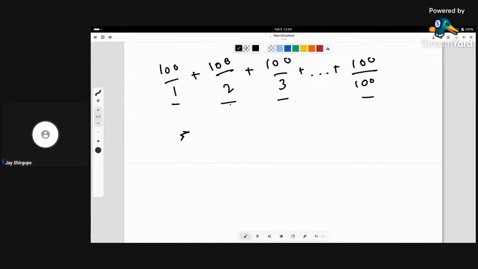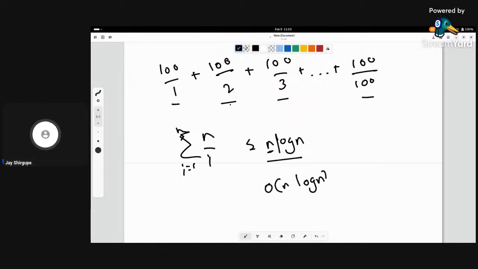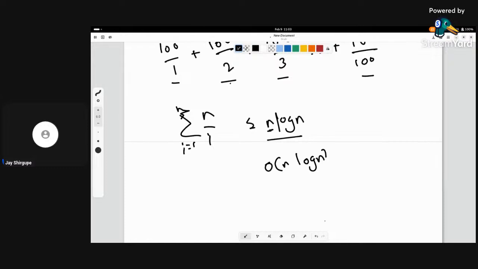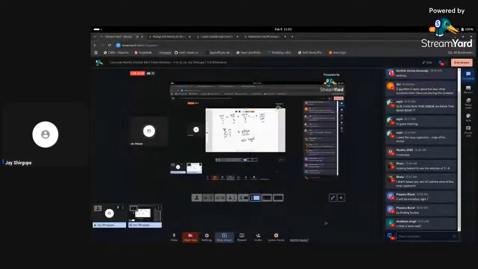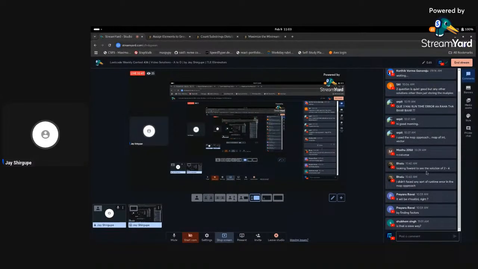And now the thing is, this sum, n divided by i from i equal to 1 to n, is bounded by n log n. So your time complexity in the worst case would be big O of n log n, where n is the maximum group size. Yes, you could say it's a sieve way.